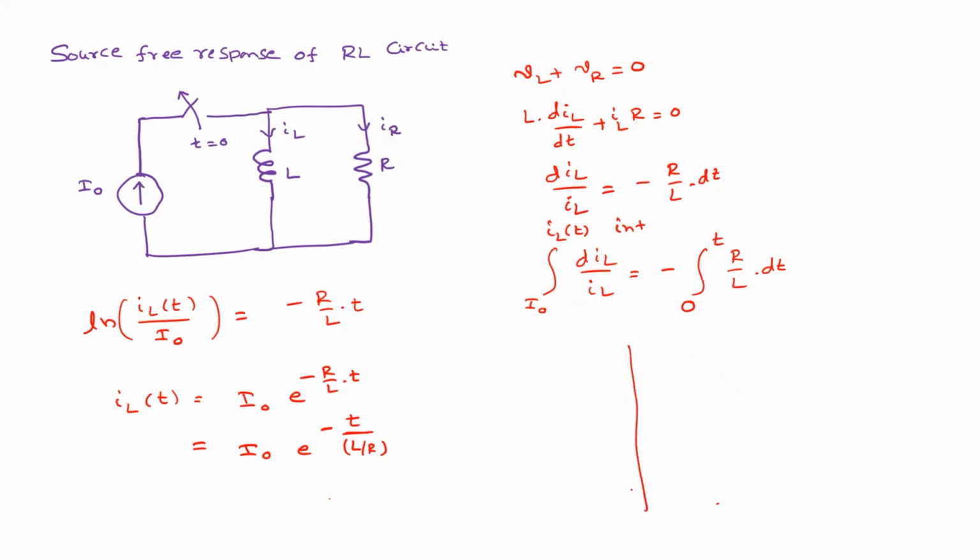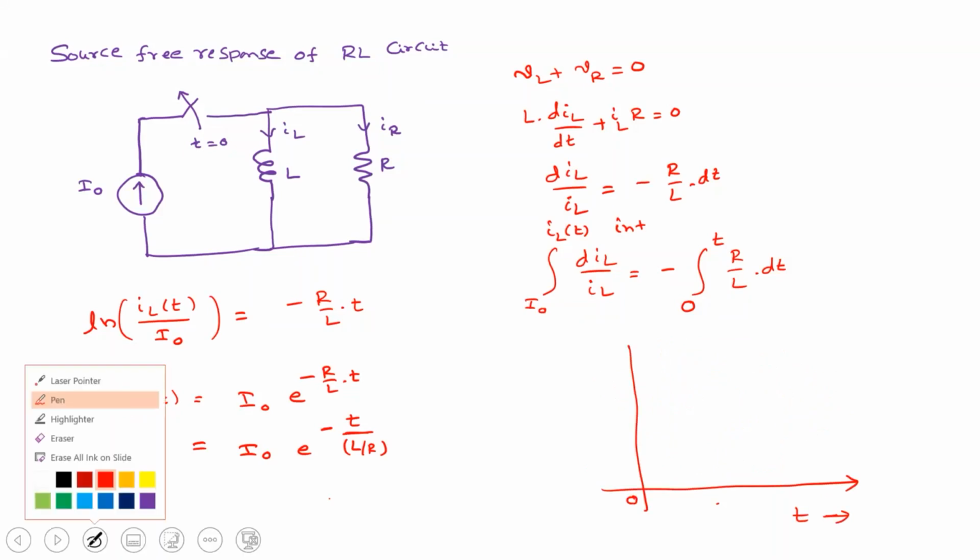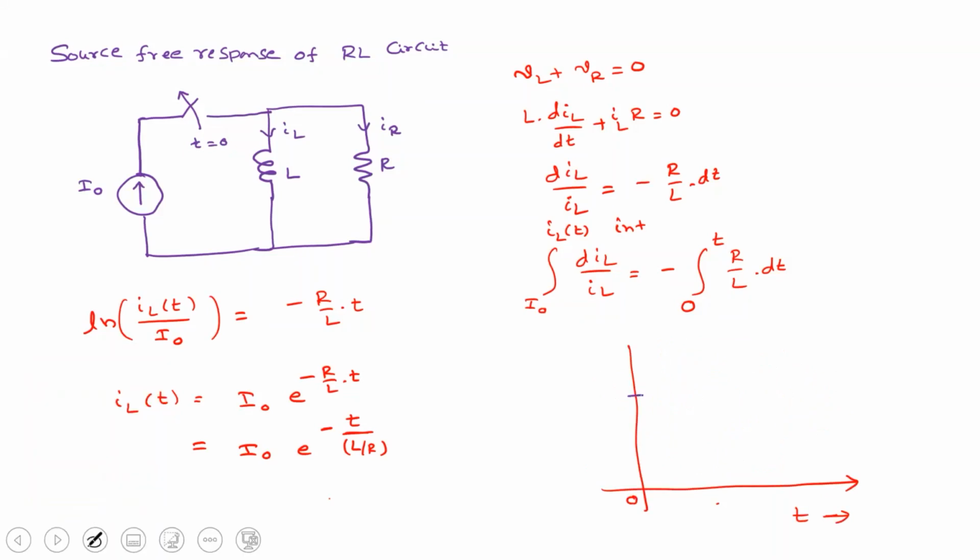If you draw the curve for this with respect to time, you have 0 here. This is for IL of t we are drawing, and this is I naught. How will this curve decrease? It will decrease exponentially. At infinite time, theoretically, it will reach 0. So this is I naught into e to the power of minus t by L by R.